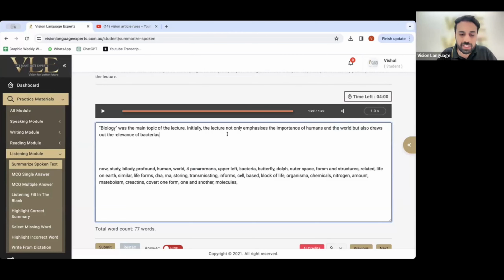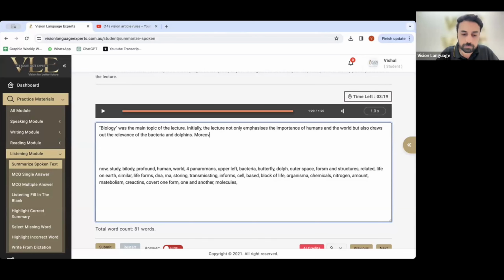Now bacterias. Obviously, bacterias can be used easily. If you're not too sure, then you would just put bacteria. So over here, I'm going to put the bacteria, relevance of the bacteria, and dolphin. Now another keyword, dolphin. Dolphins can be easily put into plural. So I'm going to put dolphins over here. Make sure you are sure with the spellings. And dolphins. So that's your second sentence. Let's move on to the next one.